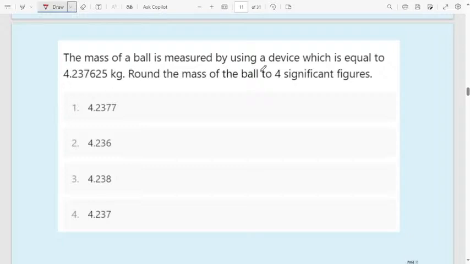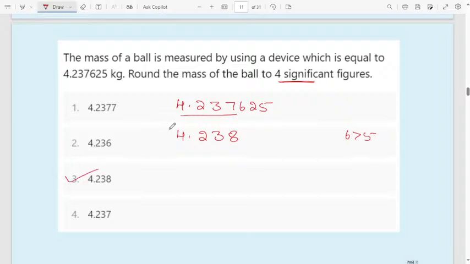Next, the mass of a ball is measured using a device and is equal to 4.237625 kg. Round off the mass of the ball to four significant figures. I will write 4.237625. You have to round off to four significant figures. So four significant figures go up to here, 4.237. The next number is 6, and 6 is greater than 5. Therefore, since they are asking for 4 significant figures, the correct answer is 4.238. 1, 2, 3, 4. Yes, the correct answer is 4.238.